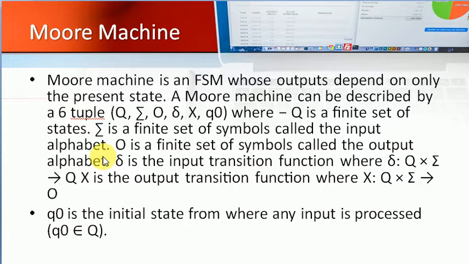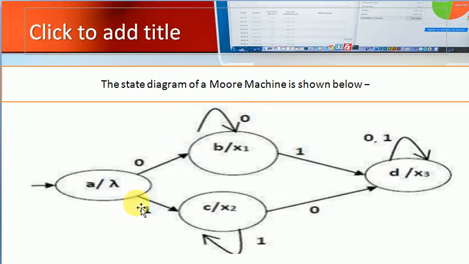Now we will see an example of a Moore machine. This is the state diagram of a Moore machine, and we can clearly see the first state is the initial state or the starting state. On giving the input 0 to the initial state we go to another state, and similarly when we give the input 1 to the initial state, we go to another state.